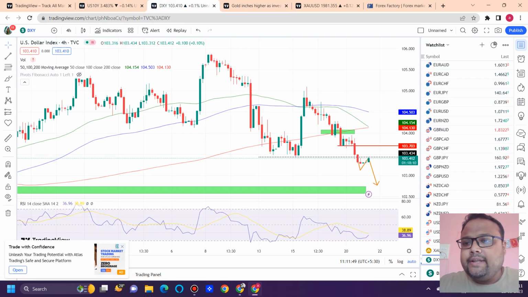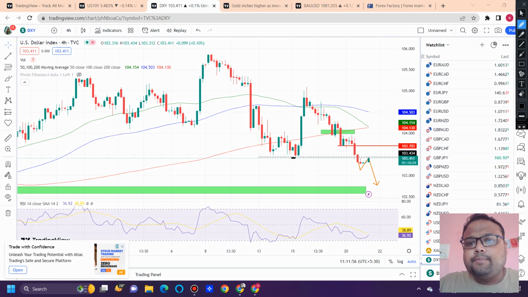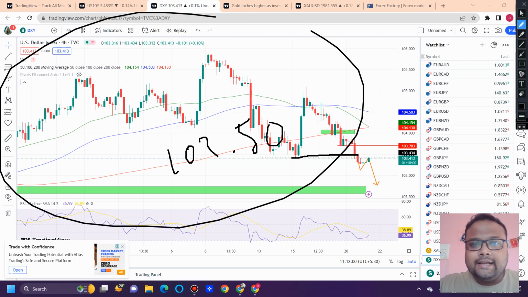So let's have a look at the chart of DXY first. Right now DXY is standing at 103.41. This is the current market price. DXY broke the support of 103.50, and as you can see, after breaking the support, DXY is showing some recovery. Is this a proper recovery? No. There is a high chance that after going up for a bit, DXY will be going down again.